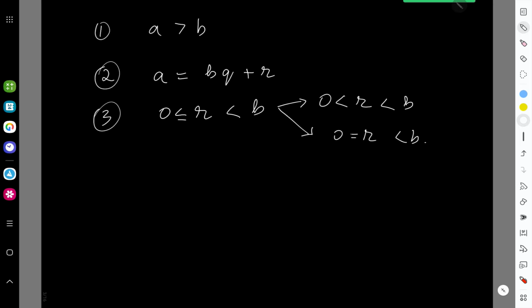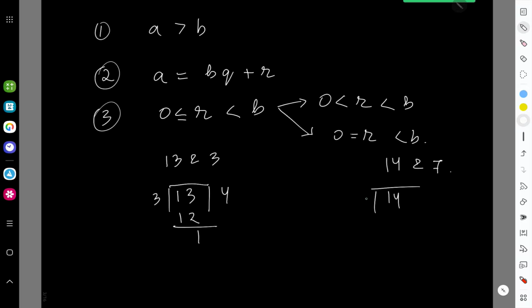Let us take two examples. I'll take 13 and 3, and over here 14 and 7. 13 being the greater number, it will be the dividend, 3 will be the divisor, our quotient will be 4, the remainder will be 1, and in this case 14 will be the dividend, 7 will be the divisor, 2 will be the quotient, and 0 will be the remainder.